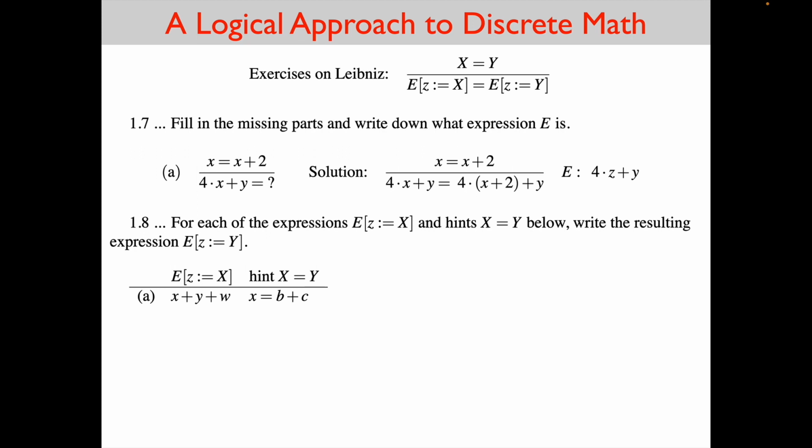But look, isn't this exactly what they're giving us in exercise 1.7? Because in 1.7, look at part A of 1.7. They give us x equals x plus 2. So they're giving us capital X equals capital Y as the hypothesis of the inference rule. And they're giving us e with 0 replaced by x. They're giving us the left-hand side of the equal sign below the horizontal line of the inference rule in the conclusion part. So they're doing the same thing here.